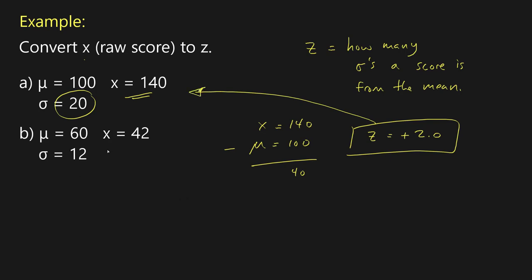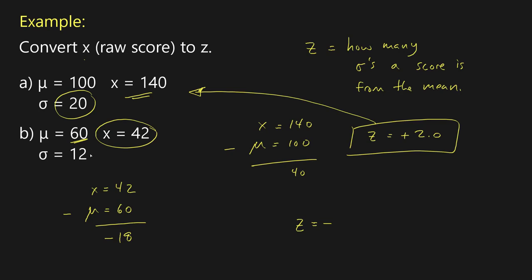What about in part B? Well, we can do the same thing. We can figure out the difference between 42 and our mean, which is 60. Well, now if I find the difference, it's going to be negative 18. And the negative tells me that my z-score is going to be negative. My z-score being negative tells me that my raw score is less than or lower than the mean.